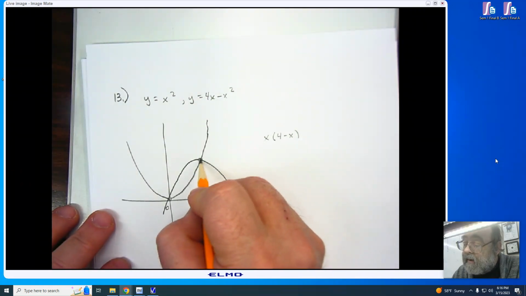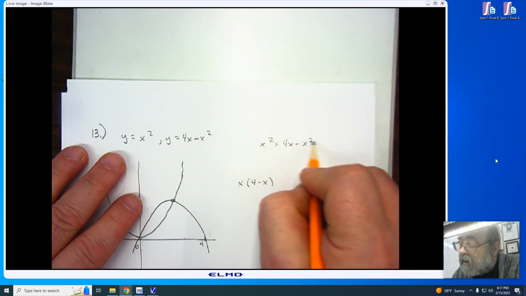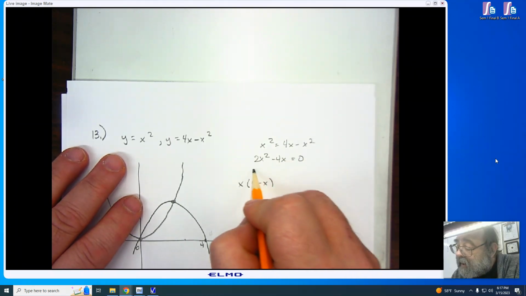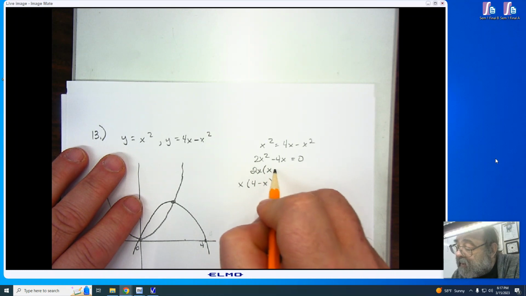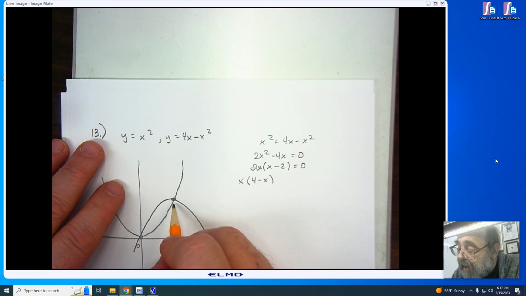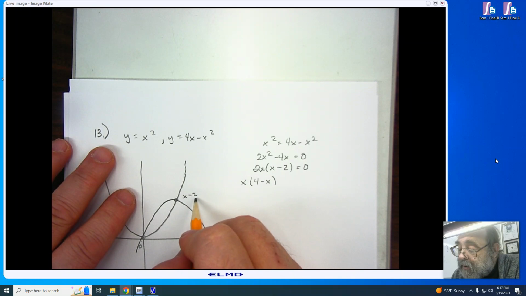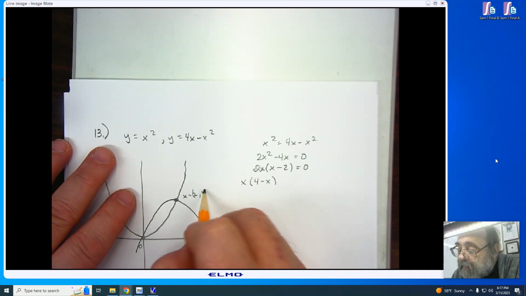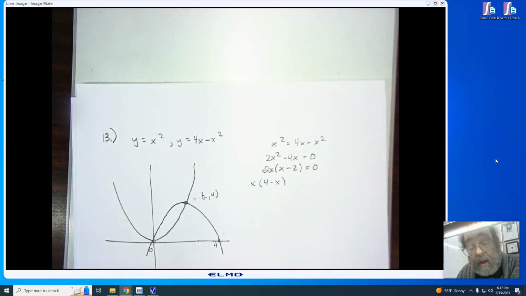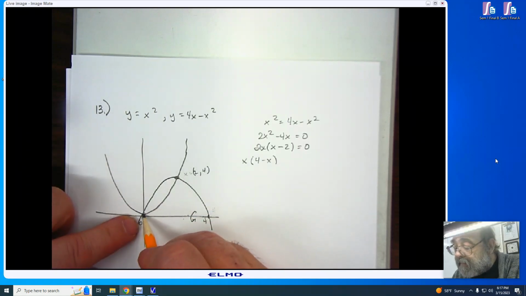But we want this point of intersection. So I'm going to go x squared equals 4x minus x squared. 2x squared minus 4x equals 0. That factors 2x out, leaving me with x minus 2 equaling 0. And I now know that I have 0 and 2. This point is therefore 2, 4. Let's just get rid of that. And I'm trying to revolve around the x-axis here. So I'm taking from 0 to 2.